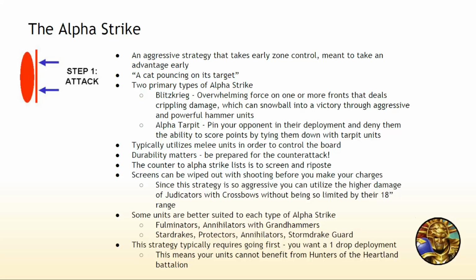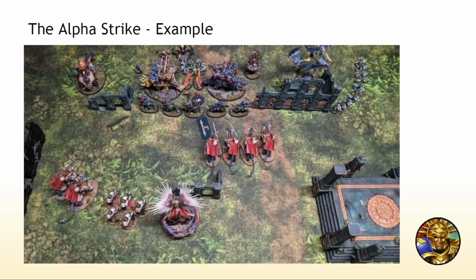Alpha Strikes are typically not the most durable strategy. They are focused. They focus their durability in a couple key units, like all their damage and all their defenses go into a few units, and those units try to win the game with support from other units. So let's take a look at an example.